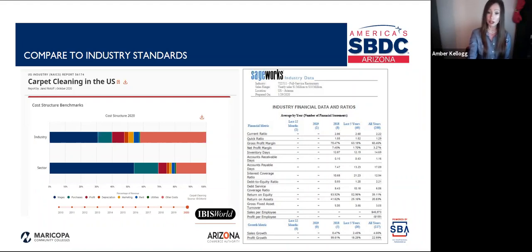The first image on the left is a graph from IBISWorld, using our carpet cleaning business as an example. As we can see, there are quite a few benchmarks that are listed. Again, we know that these visuals are a little bit small, but as it's a big screen, you'll be able to see it a little bit better. The top three color coded ones are wages, other costs, and purchases. So I would tell you to take a look at those first to see how you're measuring.